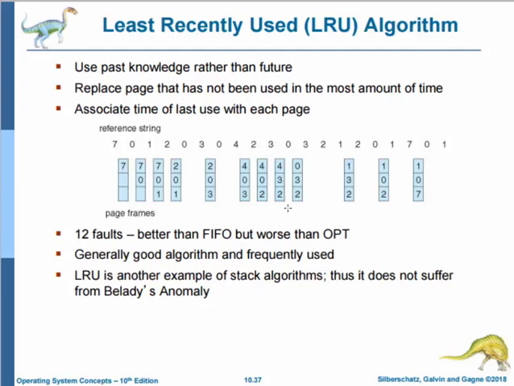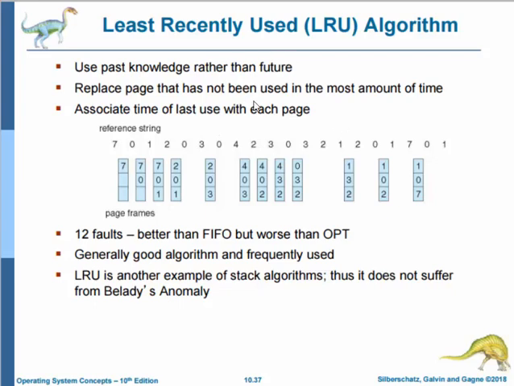If the optimal algorithm is not feasible, perhaps an approximation of the optimal algorithm is possible. And the key distinction between the first in, first out and the OPT algorithm, other than looking backward versus forward in time, is that the FIFO algorithm uses the time when a page was brought into the memory, whereas the OPT algorithm uses the time when a page is to be used.